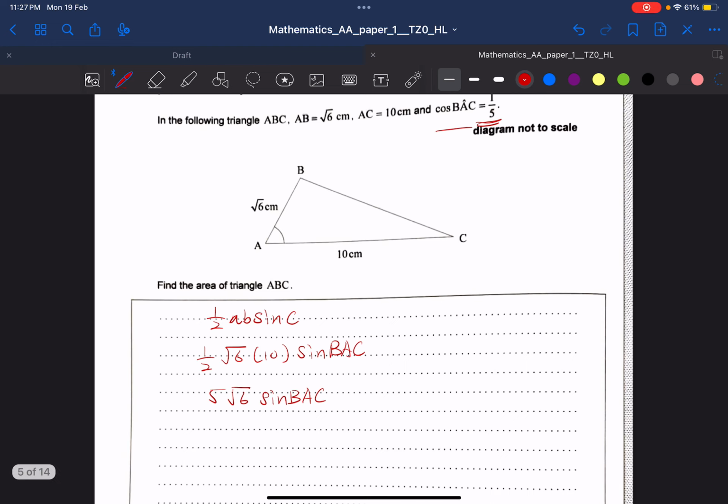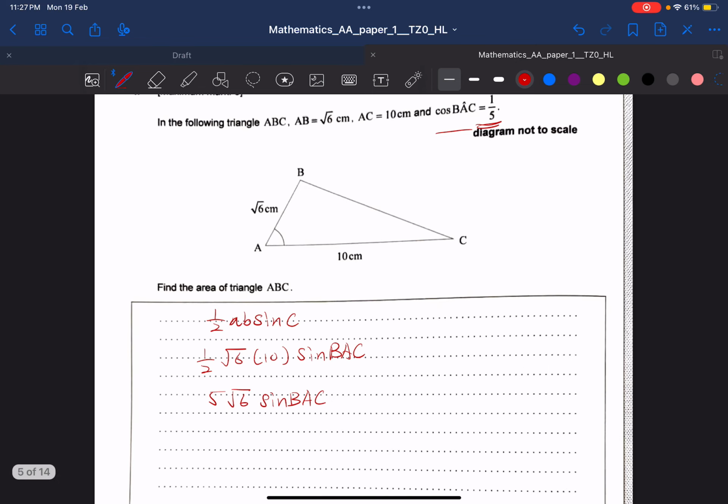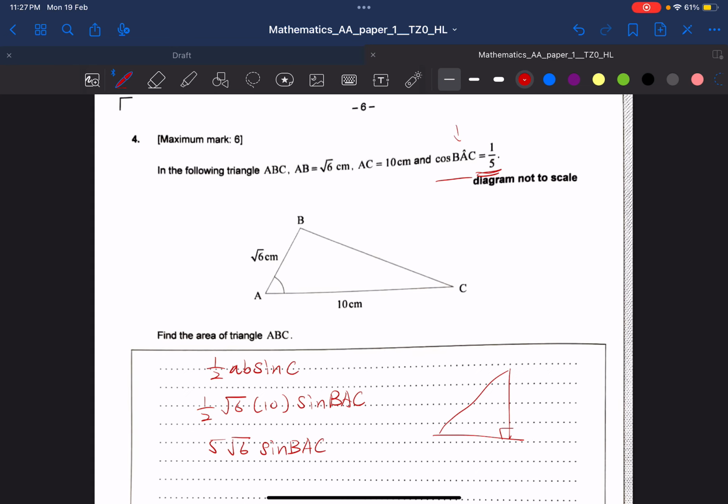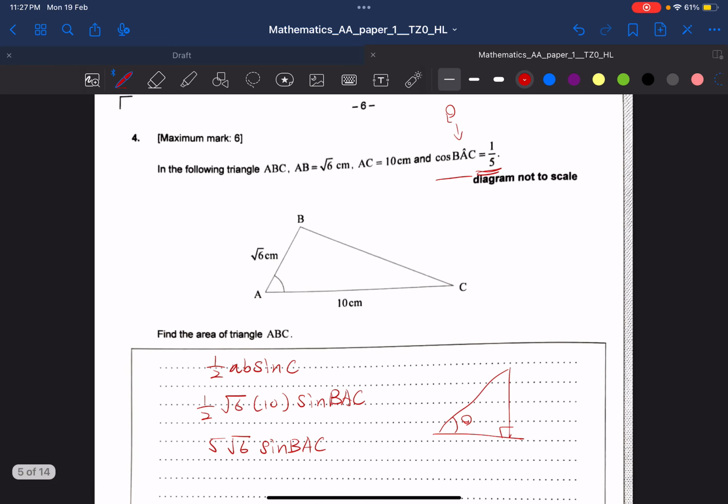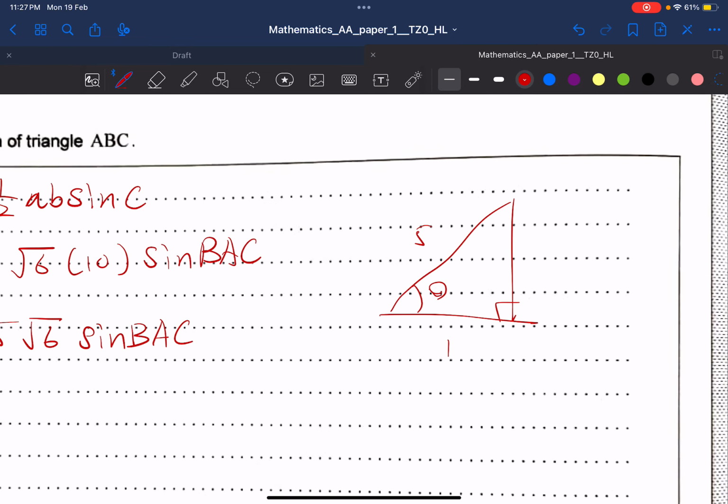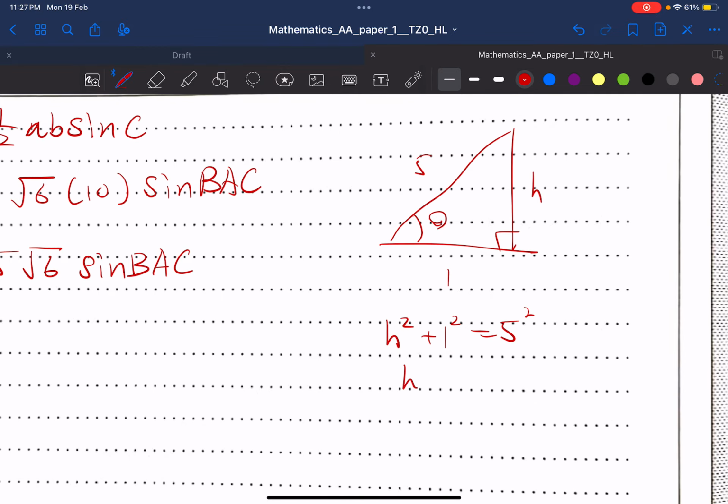Whenever you're in doubt and you don't know how to change cosine to sine or vice versa, I just draw a right angle triangle out. So let's say this is theta, and cosine BAC, this is SOHCAHTOA, right? So 1/5 means this is 1, this is 5. And then we just Pythagoras it. So h squared plus 1 squared equals 5 squared. So it's 25 minus 1, so h would be simply root 24.